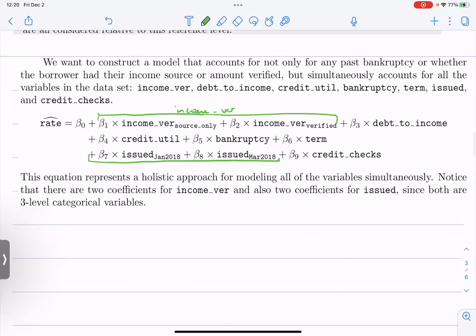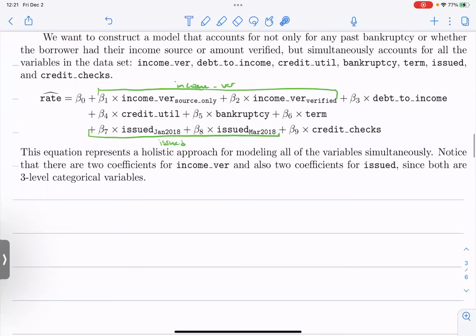So here, this is the issued, which has 3 levels as well. All the other ones are numerical variables, the debt to income ratio, the credit utilization or something. The bankruptcy is binary, so that's fine. It is its own on-off switch, so it only needs one coefficient. And then the term they're using as numerical, that's fine. And then the credit checks is also numerical. And so what this looks like in terms of output is something like this.